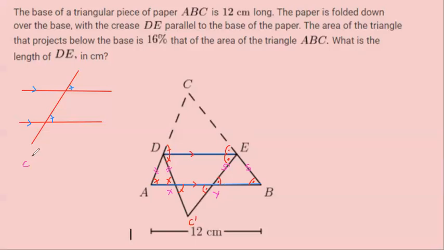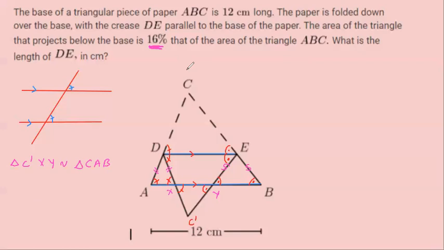So the triangle C'XY is similar to, since I start with C', the corresponding angle is C, and X is this angle right here, the same angle as A, so I will go with CAB. So C'XY is similar to CAB, but I do need to use this information, which is the 16% area.